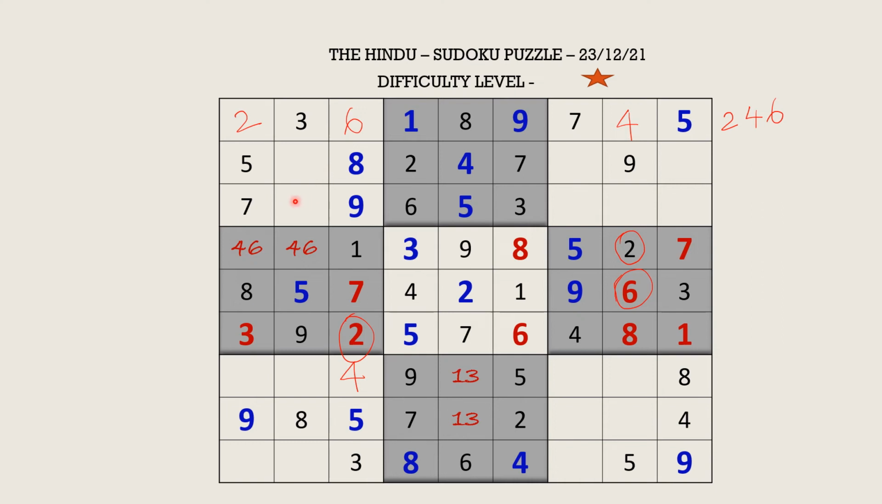So this block has only 2 missing numbers. The missing numbers are 1 and 4. There is a 4 blocking here. So this will be 1 and this will be 4.